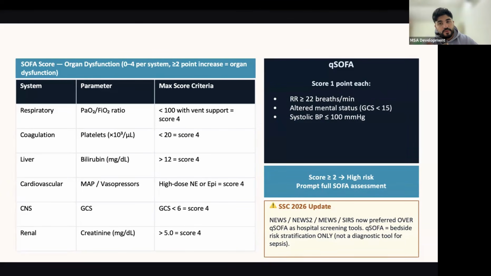That's number 1. A qSOFA is something that's done fast. So it's a criteria of 3 things, and each has 1 point. So you have the respiratory rate being more than 22 breaths per minute. You have altered mental status.